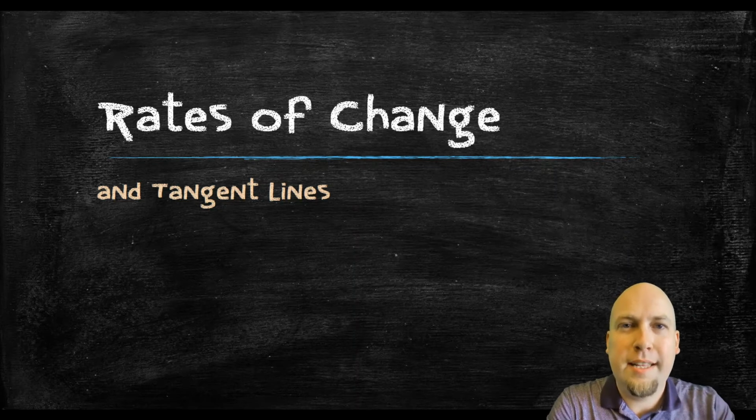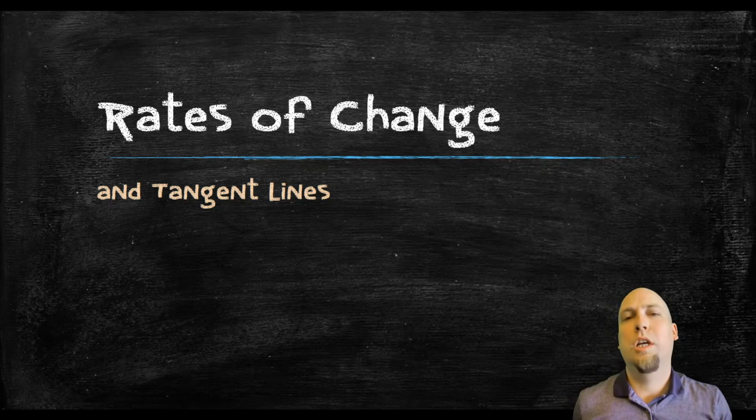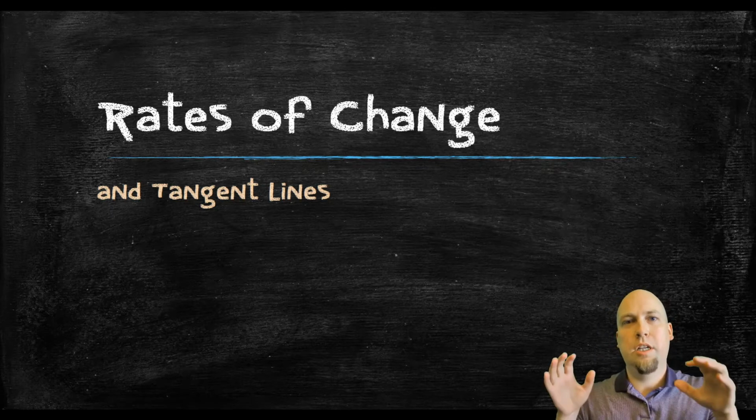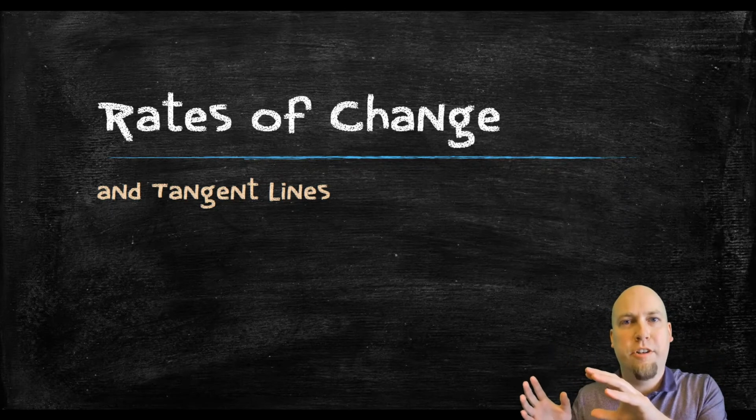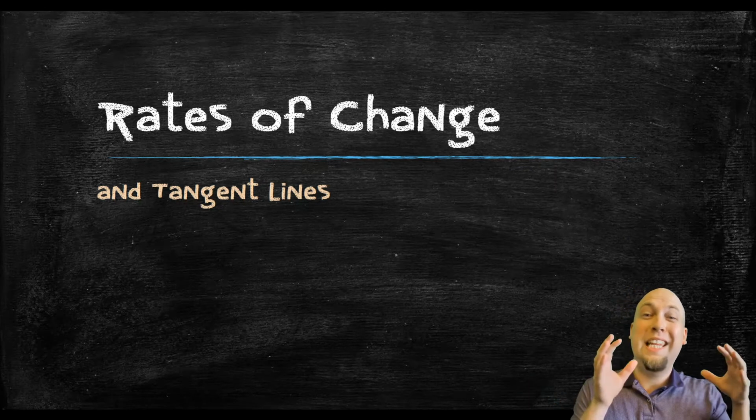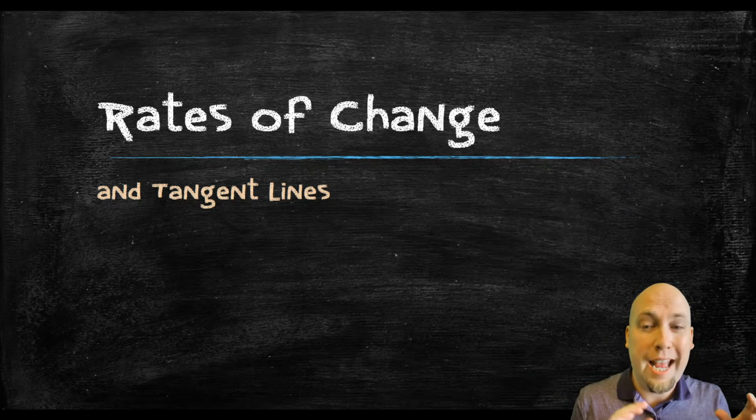Hey folks, my name's Nathan Johnston, and today we're going to talk about rates of change of a function. In particular, we're going to look at two different types of rates of change. We're going to look at the average rate of change of a function over an interval, and also we're going to talk about the instantaneous rate of change of a function at a point.